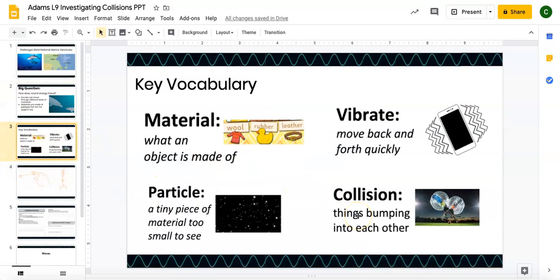Key vocabulary: these are the words that we learned last week. We learned what material meant, vibrate, collision, as well as particle. Again, I ask that you use these definitions so that we are all on the same page, as opposed to Googling these words and using the definitions that come up on Google. Sometimes those definitions are way more advanced, and sometimes the definition is just longer than what you actually need to understand about the word. So please remember to use these vocabulary words, which are always found in your classwork.